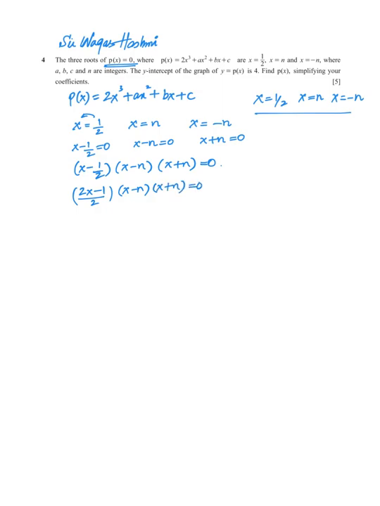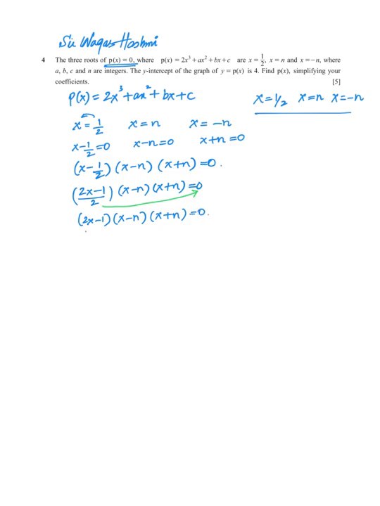So this 2, when you shift it to the right side, will be multiplied with 0. This 2, if you shift it to the right side, 0 times 2 will be 0. The final equation before multiplication is (2x minus 1)(x minus n)(x plus n) equals 0.